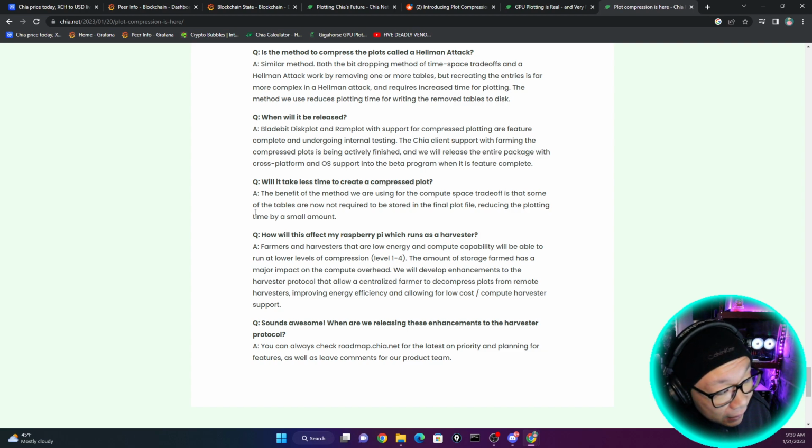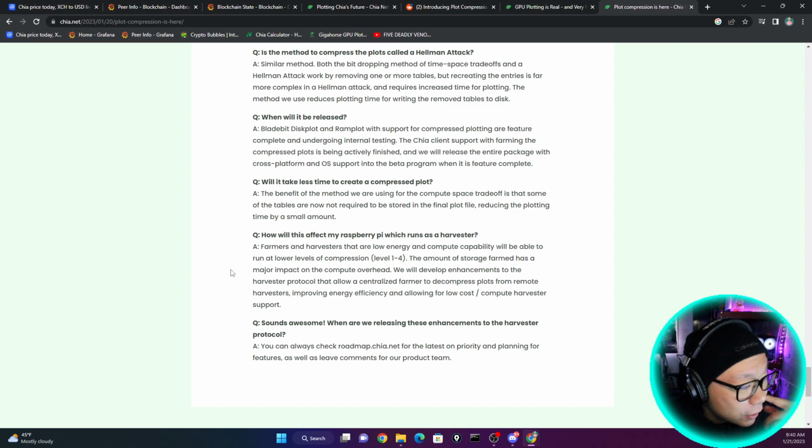Will it take less time to create a compressed plot? The benefit of the method we are using, the compute-space trade-off, is that some of the tables are now not required to be stored in the final plot file, reducing the plot time by a small amount. How will this affect my Raspberry Pi, which runs as a harvester? Oof, all right, that's a good question.